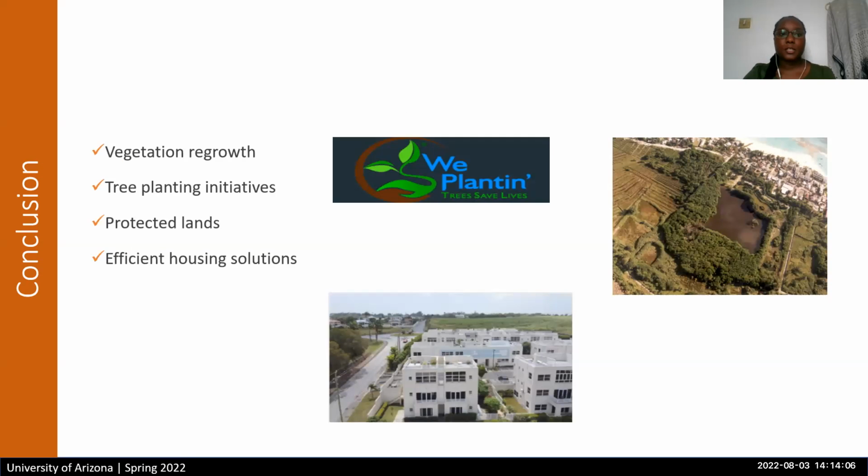Some of the initiatives which have been implemented to promote vegetation growth on the island, both governmental and private, would have been tree planting initiatives. Some areas have been changed to protected lands. This is to limit urban development and also to provide more efficient housing solutions.